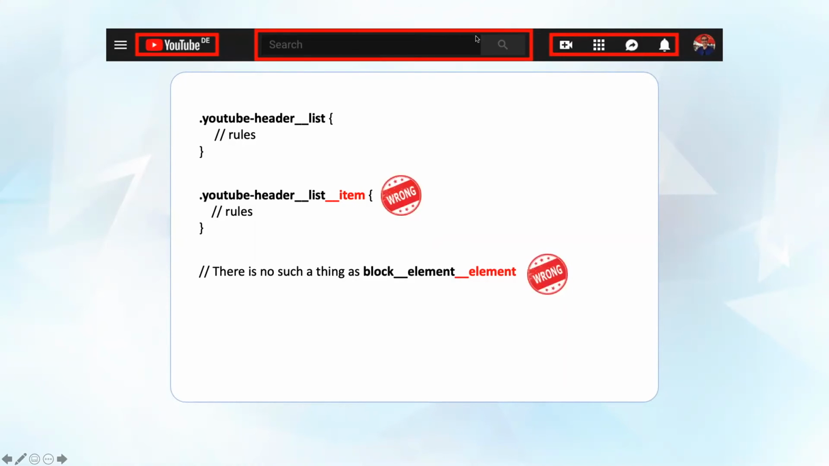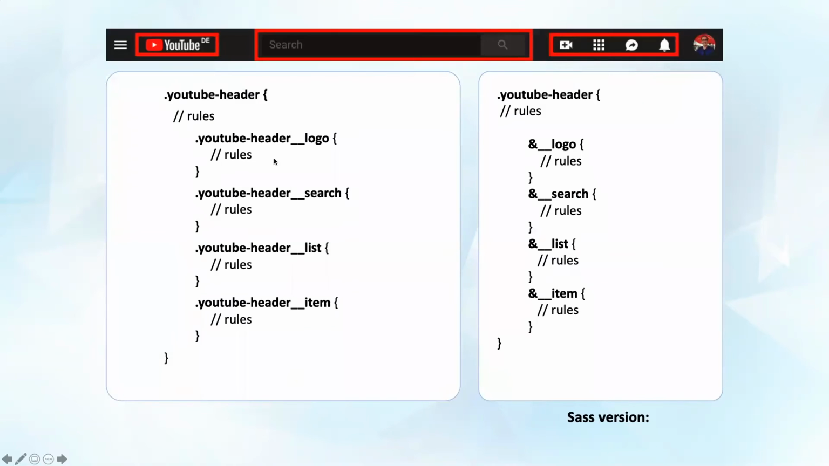So in this case, you can name like this. See, YouTube header, YouTube logo, YouTube search. This is the YouTube header list. You can put the style for YouTube list here. Don't put YouTube header item inside this YouTube header list. Some developers write YouTube header list, then inside that YouTube header list, they put YouTube header item. So don't ever put it like that.